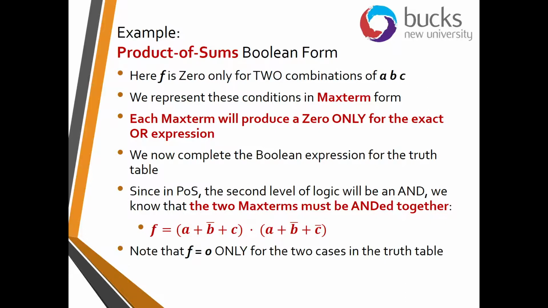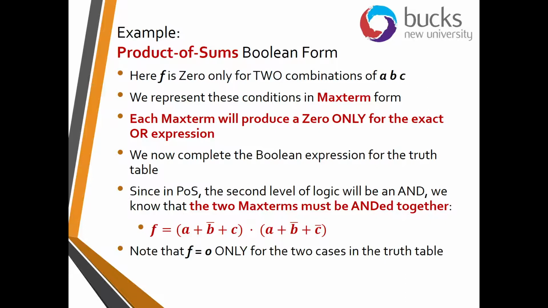Yep, so we take our two max terms that we had in our truth table and we just bring them together in an AND gate. So the full expression looks like that. F equals A or not B or C, and A or not B or not C. So the two max terms brought together in an AND gate.